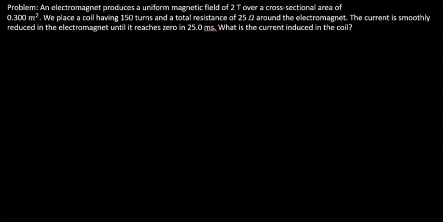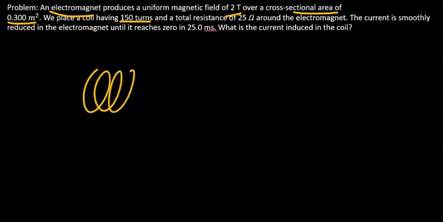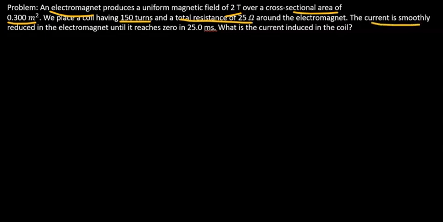Let's look at the following problem. An electromagnet produces a uniform magnetic field of 2 Tesla over a cross-sectional area of 0.3 meters squared. We place a coil having 150 turns. That means it is a coil with many turns, and the number of turns is 150 in this case, and a total resistance of 2 ohms around the electromagnet. The current in that electromagnet is smoothly reduced until it reaches 0 in 25 milliseconds. What is the current induced in the coil?